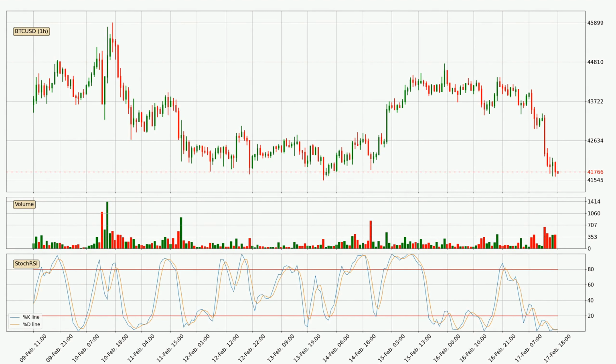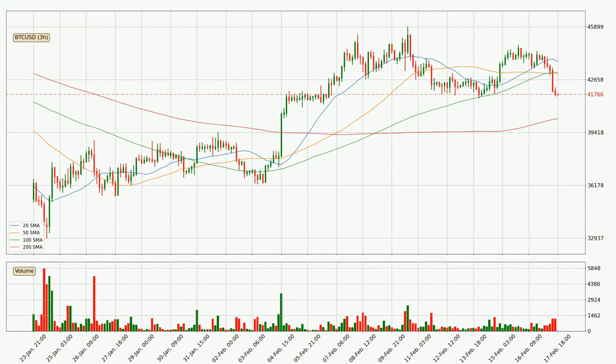Moving to the hourly stochastic RSI, both the %K and %D lines are currently very low, which means that the price is oversold and a trend change or at least some kind of consolidation is to be expected. However, the K line still hasn't crossed the D line, so you should wait to see if the trend will actually change to the upside.